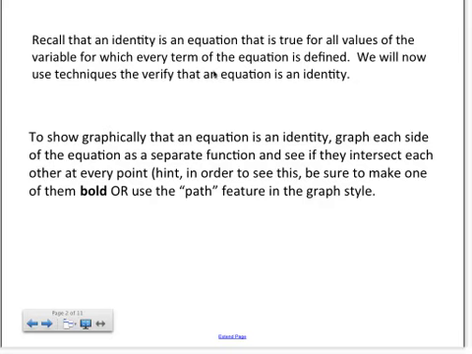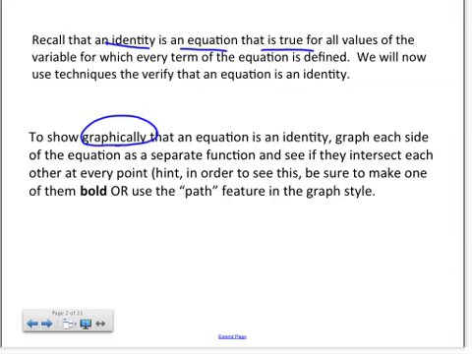An identity is an equation that is always true for all variables, in which every term of the equation is defined. Now, the first thing we're going to do is show graphically that an equation is an identity. When we do that, we're going to take each side of the equation and graph it as its own function, and then look at how it looks.